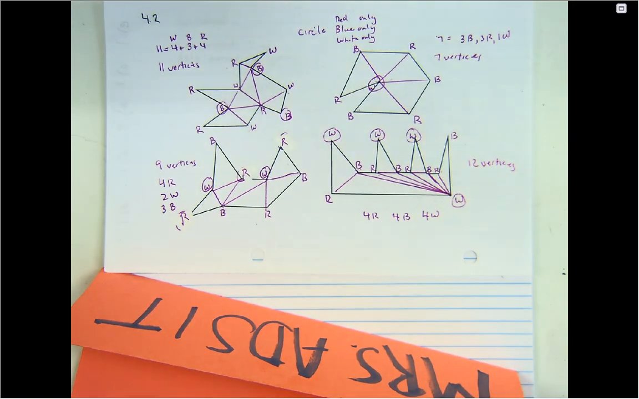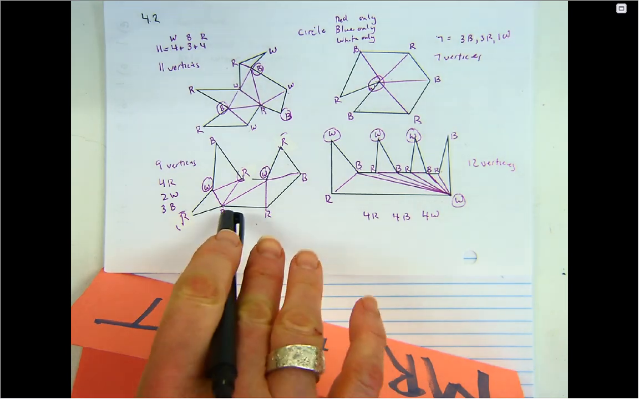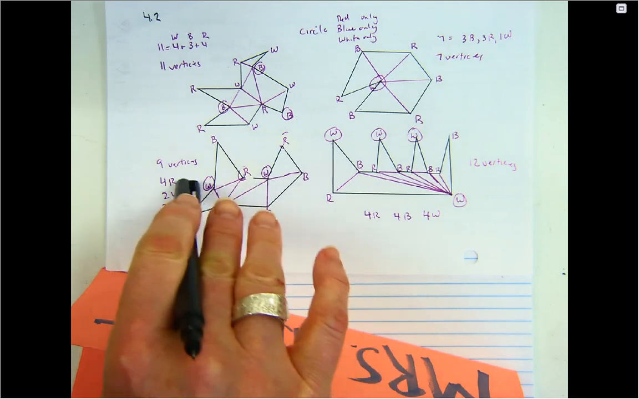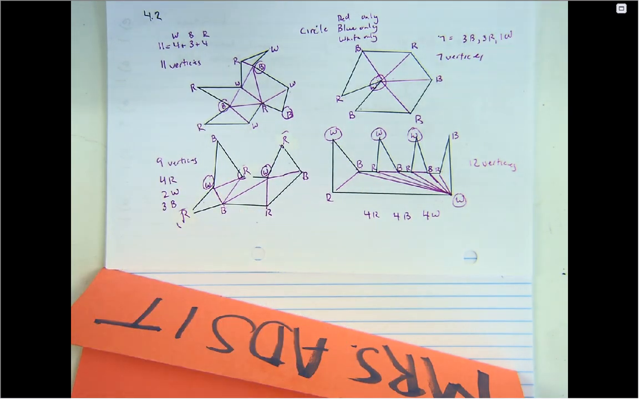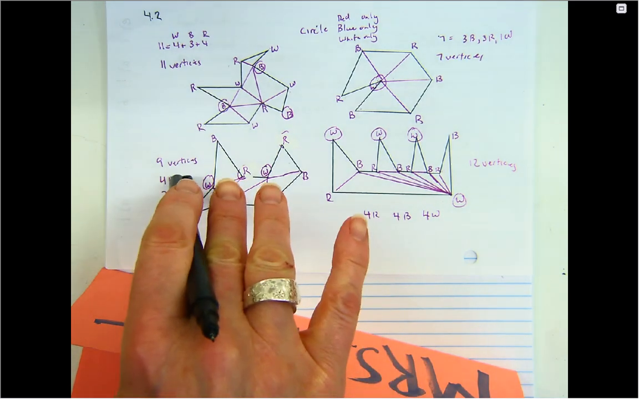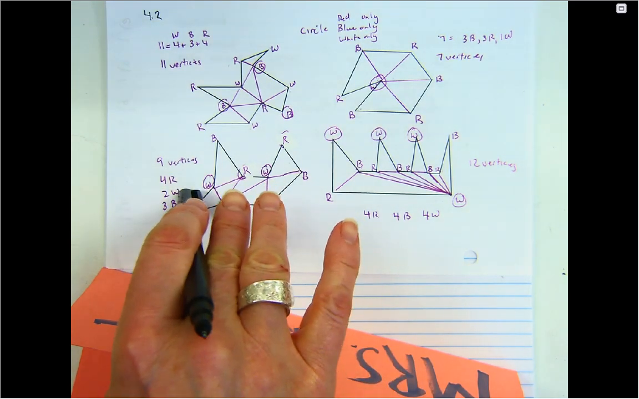So here's some possible ways you could have done this. On the bottom left here, I ended up with two cameras on white. I keep calling them cameras; they can be cameras or guards. Four red and three blue. So since I had two, I picked the two.